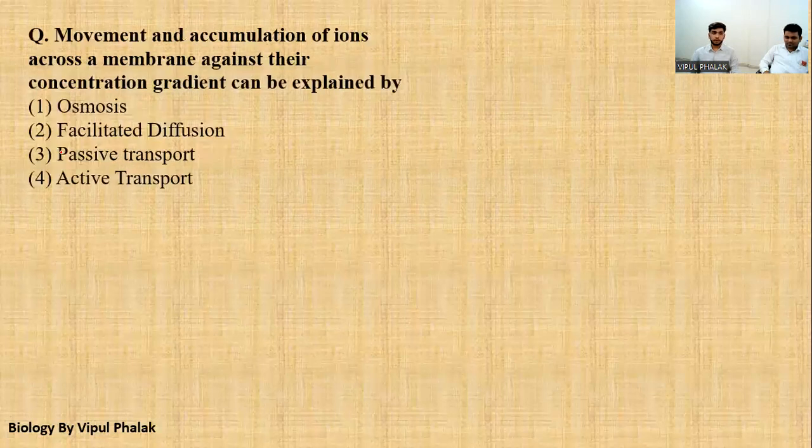Next question we have got, movement and accumulation of ions across a membrane against their concentration gradient can be explained. Here, this word against is the main term. For the accumulation of ions against their concentration gradient, ATP or energy is required. So where energy is required, the transport is called active transport. Therefore, the fourth is correct.